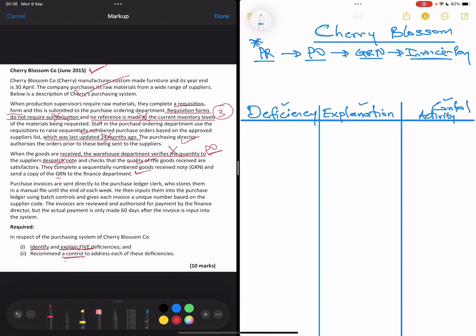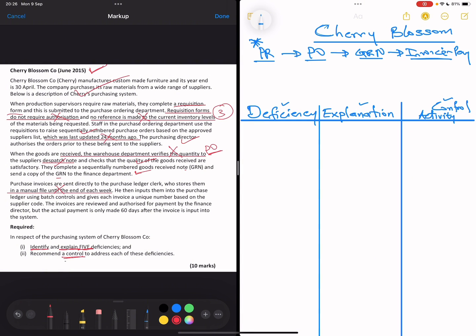Purchase invoices are sent directly to the purchase ledger clerk, who stores them in a manual file until the end of each week. Why are you storing invoice to the end of each week? Invoices should be processed immediately. So that's a deficiency, because if you don't process immediately, you can misplace them. Or you might not even treat them on time. Right? So that's a problem.